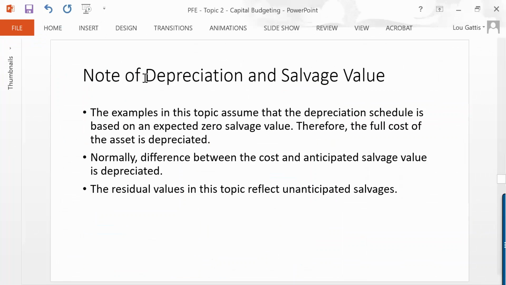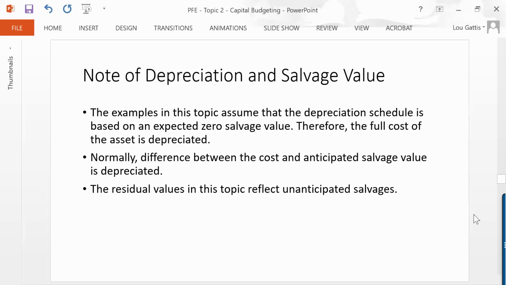Now a little note. Examples in this topic and in this book assume the depreciation schedule is based on an expected 0 salvage value. Therefore, the full cost of the asset is depreciated. Now normally, if you remember back to a financial accounting class, if you know of a salvage value when you buy an asset, so you buy an asset for $800 and you think you'll sell it for $300 at the end, you would only depreciate $500, the difference between the expected salvage value and the cost.